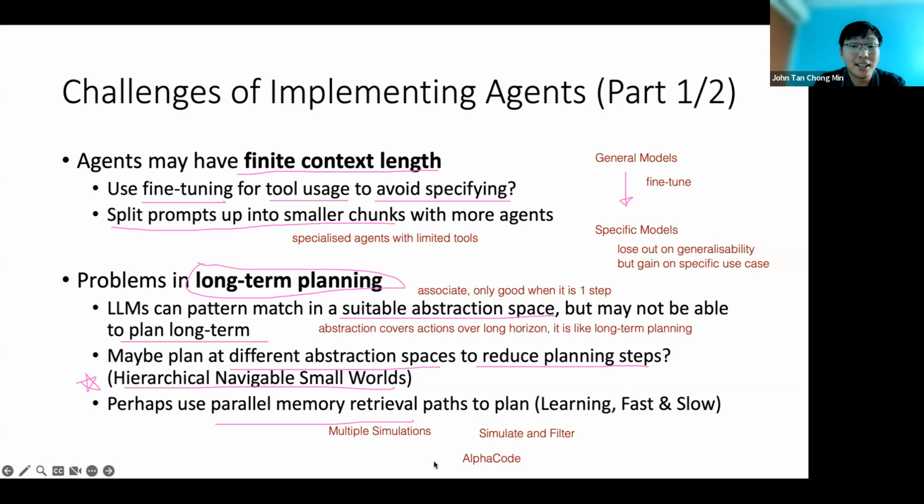So the idea is using multiple simulations to get better outcomes, and then you can use that better outcome to train the agent to continue doing it. Yeah, the idea is quite interesting.